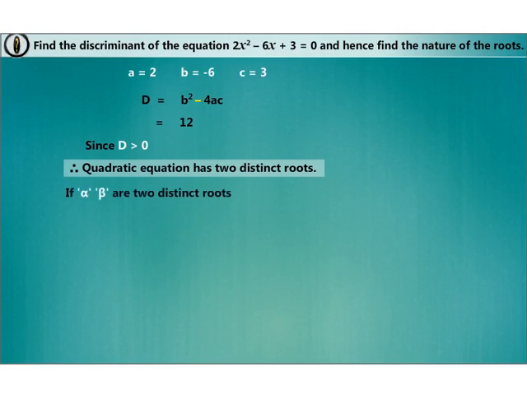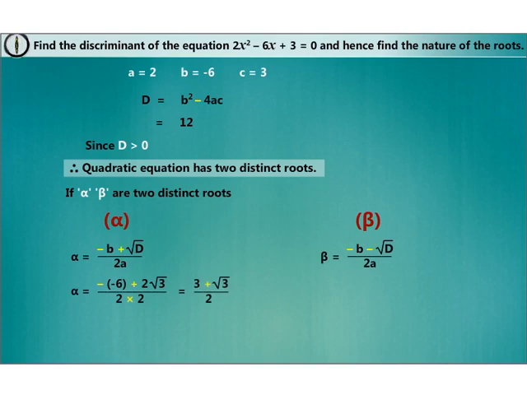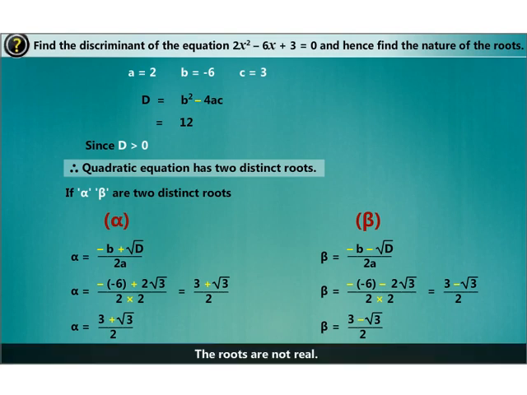If alpha and beta are two distinct roots, then alpha is equal to minus b plus root D whole divided by 2a, and beta is equal to minus b minus root D whole divided by 2a. Substituting the value of coefficients and simplifying, we get alpha is equal to 3 plus root 3 by 2 and beta is equal to 3 minus root 3 by 2. The roots are not real.